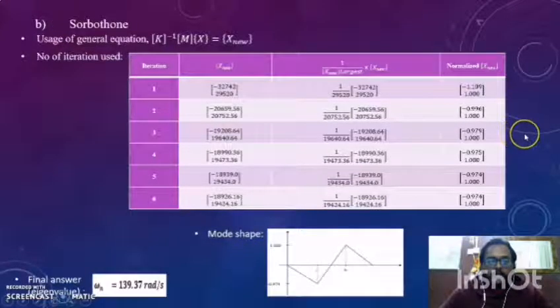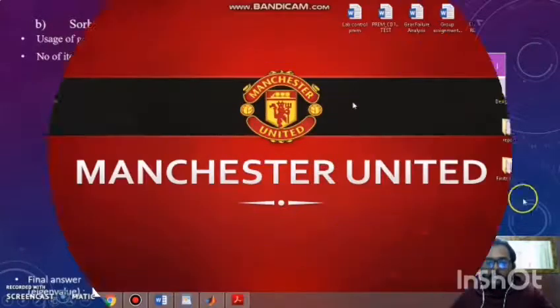This is for sorbothane. Same general equation. Number of iterations 6. The normalized values are also similar, but the final answer for the eigenvalue is 139.37 rad per second. Same mode.